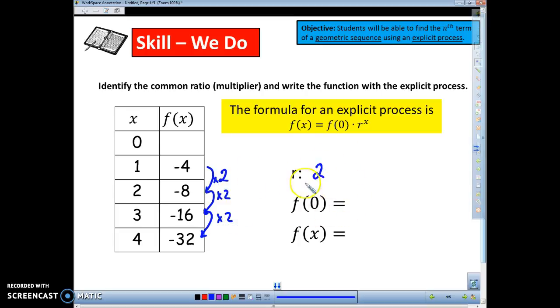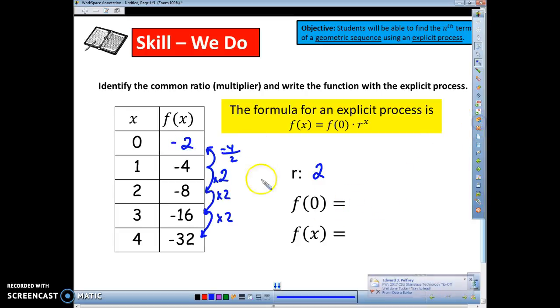f of 0, that's the next step that we have to do. Well, the 0 term is here, and in order to find it, we have to go back a term. So I'm going to take -4, and I'm going to do the opposite. Instead of multiplying by 2, I'm going to divide by 2. And -4 divided by 2 is -2. So therefore, f of 0 is -2. I'm going to put this in red.